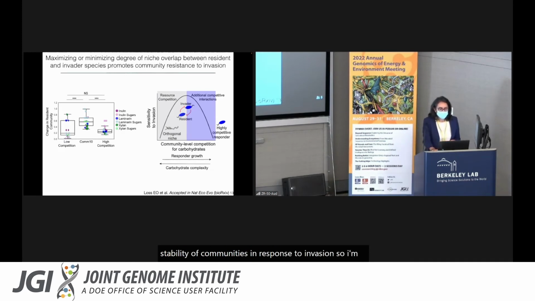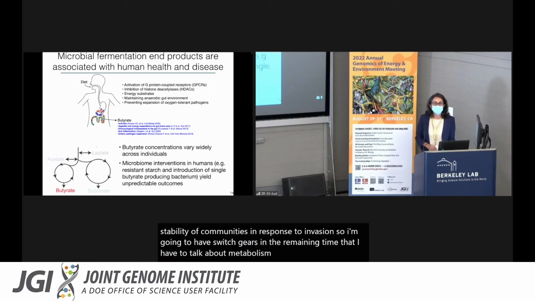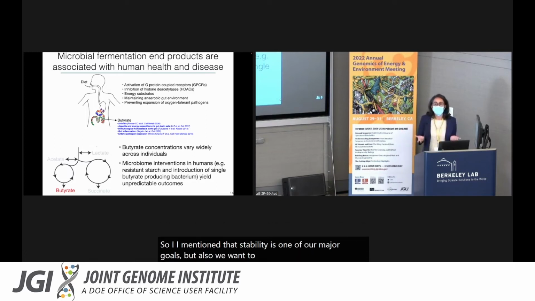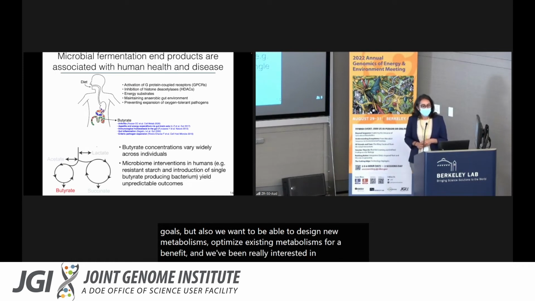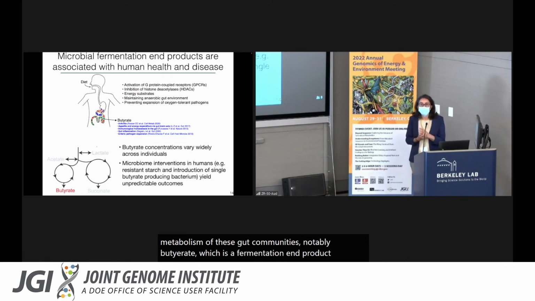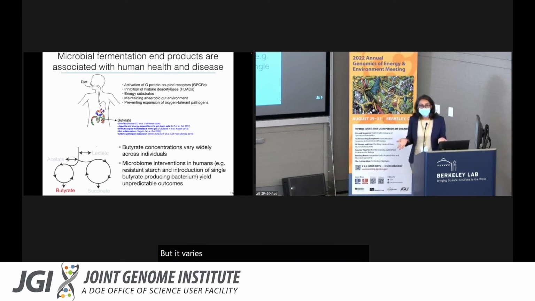So I'm going to switch gears in the remaining time that I have to talk about metabolism. I mentioned that stability is one of our major goals, but also we want to be able to design new metabolisms, optimize existing metabolisms for our benefit. We've been really interested in the metabolism of these gut communities, notably butyrate, which is a fermentation end product that's present in millimolar quantities in the human gut, but it varies widely across individuals. And we don't have any strategies currently to manipulate butyrate levels.